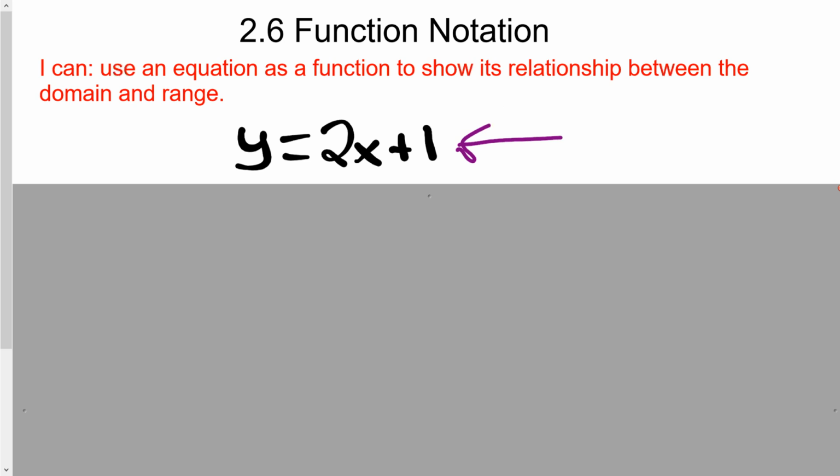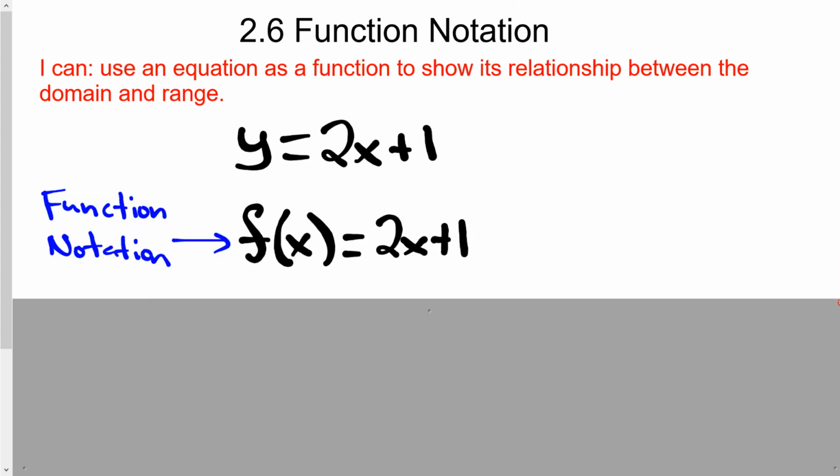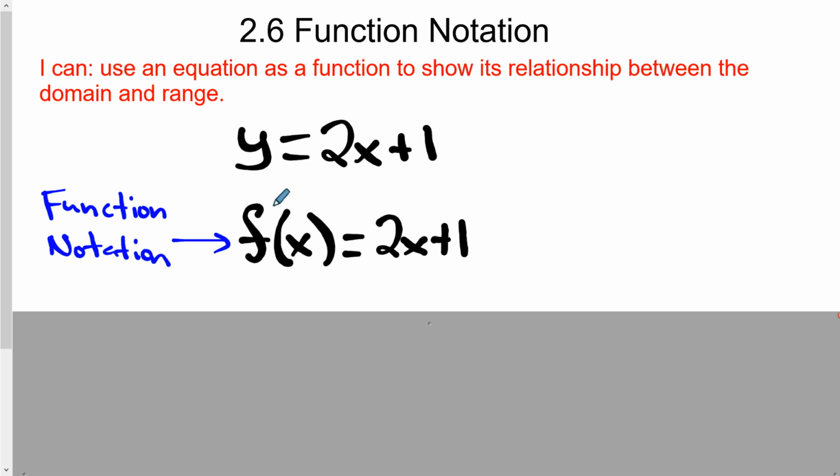If you remember talking about functions a while back, a function basically means that the x's don't repeat. The domain values don't repeat. If we had it on a graph, it passes the vertical line test. Well, if an equation is a function, then we can use function notation. This is what it looks like. We have f of x equals 2x plus 1. Basically, we're just going to be replacing the y with f of x. And we'll get to why function notation becomes important in mathematics in just a minute.